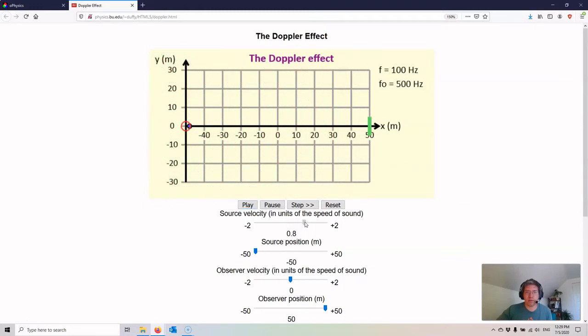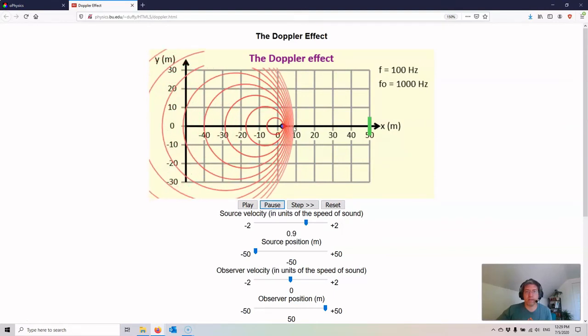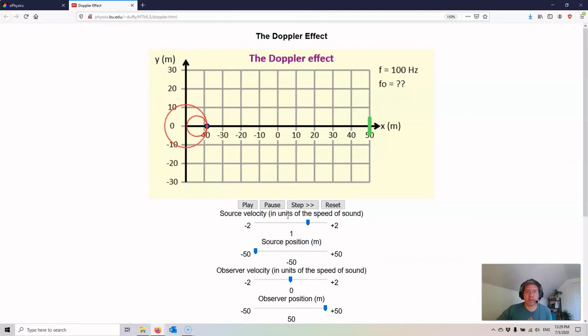Now, we're going to go to 0.9 times the speed of sound, right? So here it's moving. You can tell what's happening. Those waves in front, they get super squished together. It really raises the pitch a lot, right? So you hear a very high tone. Would be very loud. Now, if I go to exactly the speed of sound, what's going to happen then?